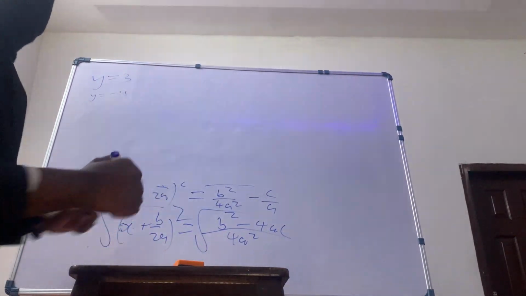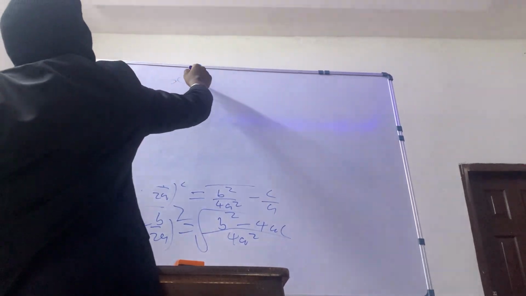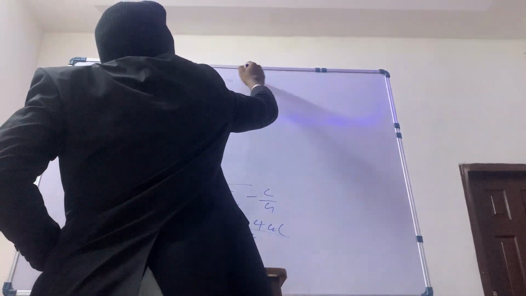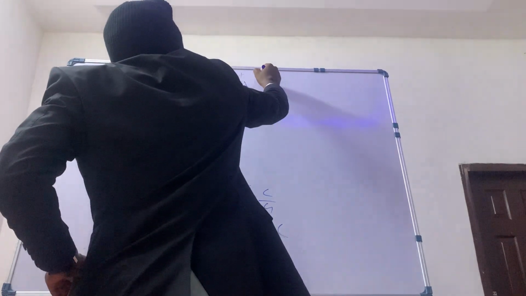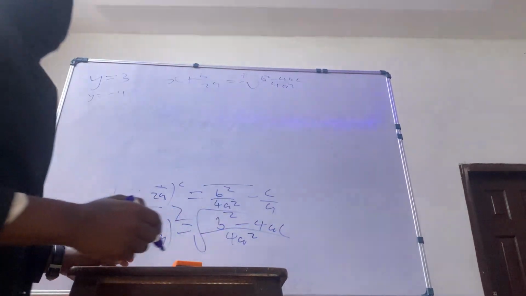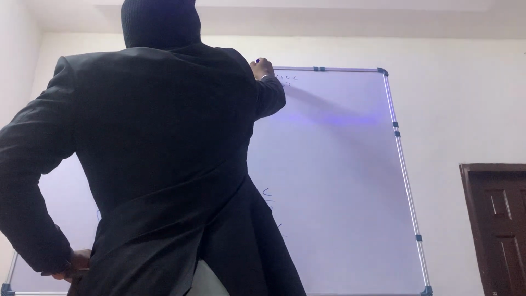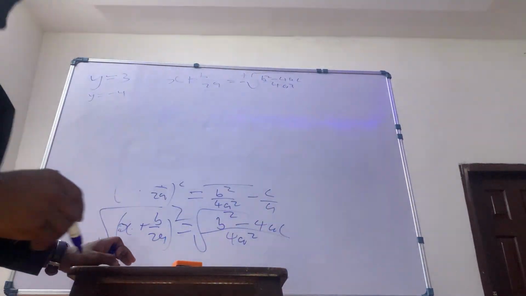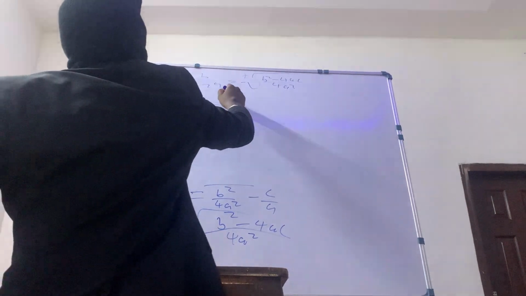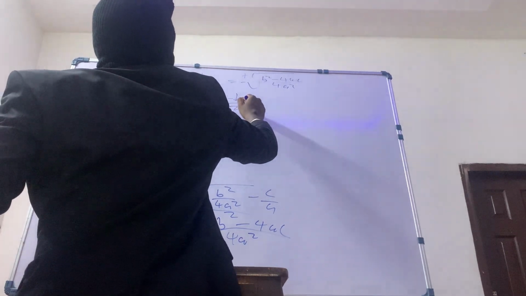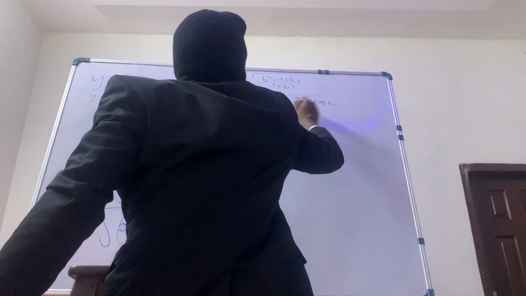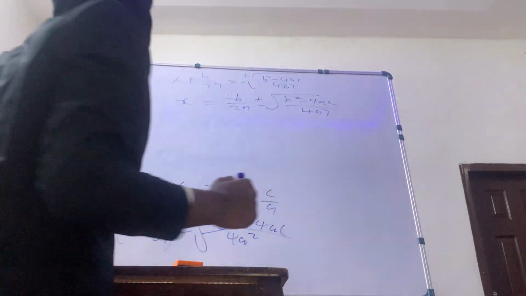After this stage, we are now going to be left with x plus b over 2a is equal to square root, plus or minus, of b squared minus 4ac over 4a squared. Something like this. Beautiful stuff. And then we are going to say x is equal to minus b over 2a plus or minus square root of b squared minus 4ac over 4a squared. Beautiful.